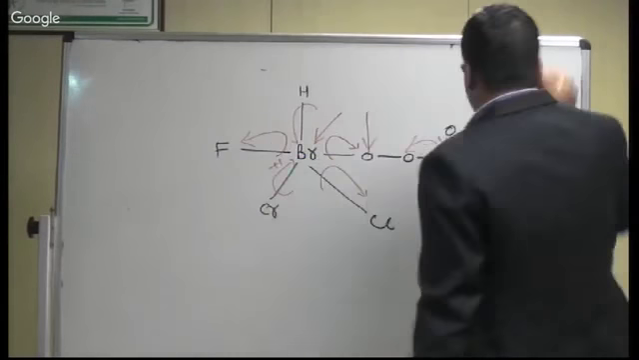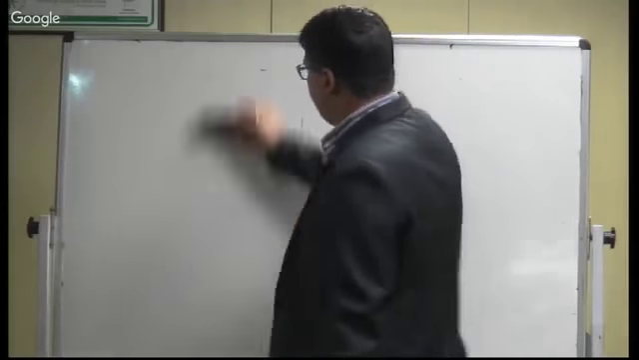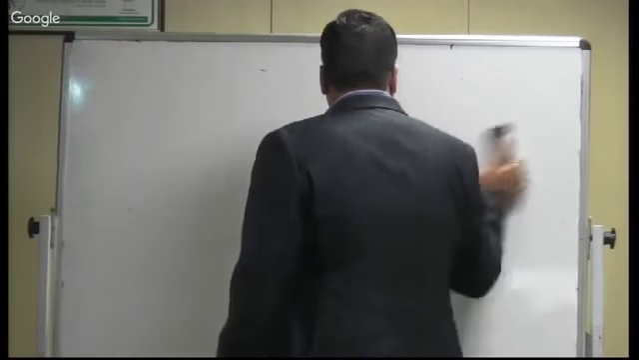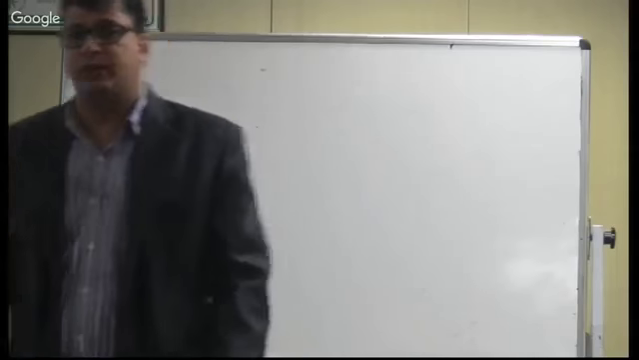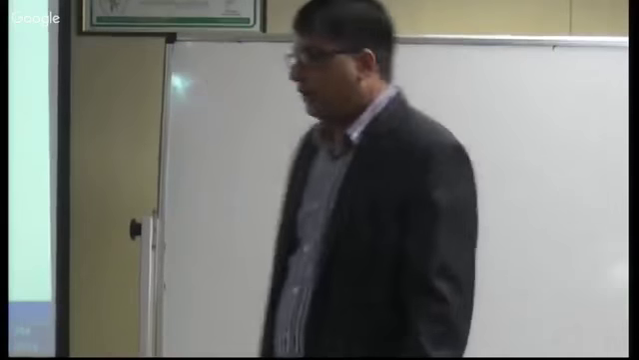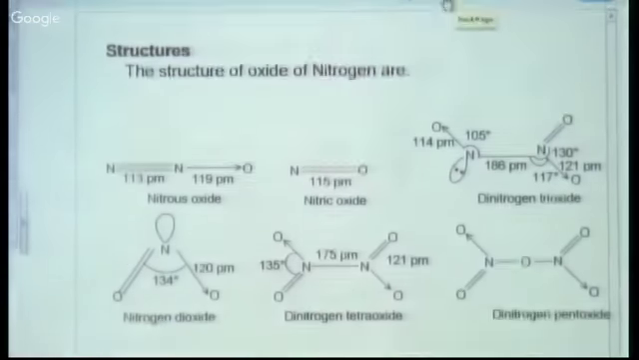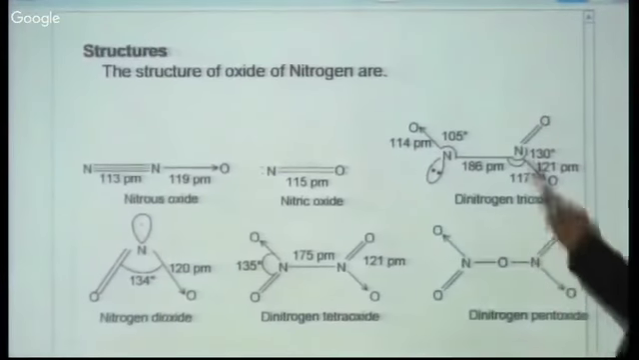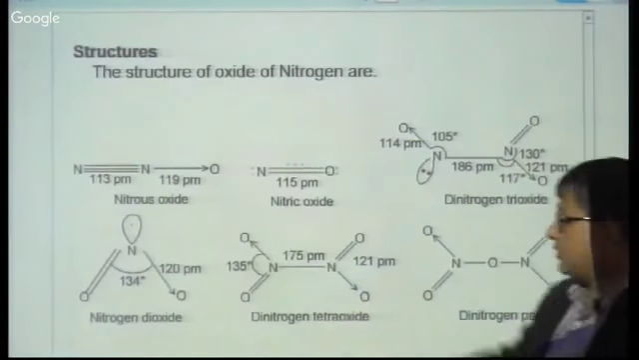So oxidation state is used to calculate the equivalent weight of these oxides. Okay. So next slide. See the structure of these oxides. Now you are able to calculate the oxidation state of all these elements. And you have to remember the structure also.